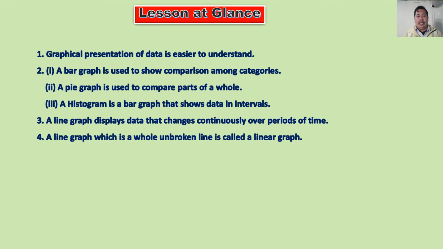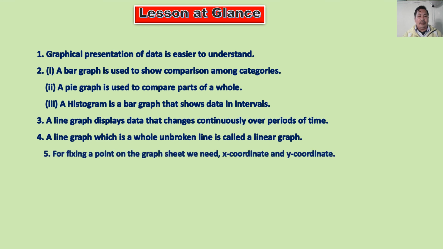Okay, clear. Then for fixing a point on the graph, we need x coordinates and y coordinates. Means two values we need. One value of x, one value of y. So that point is called the coordinates. When you locate a point on the graph, that point will give you the value of x as well as the value of y, and those values of x and y are known as coordinates.